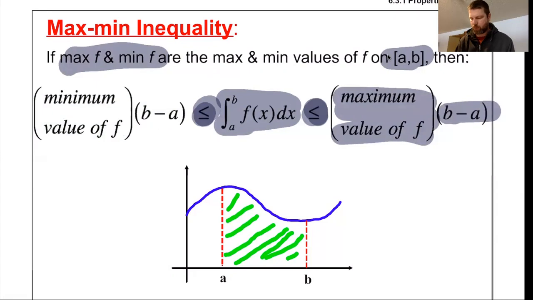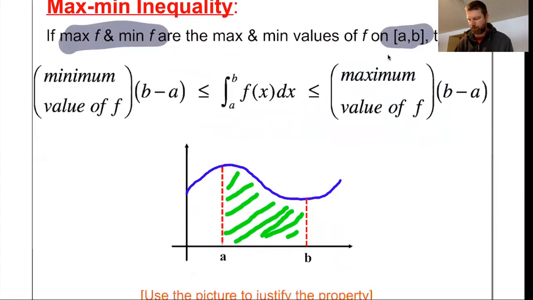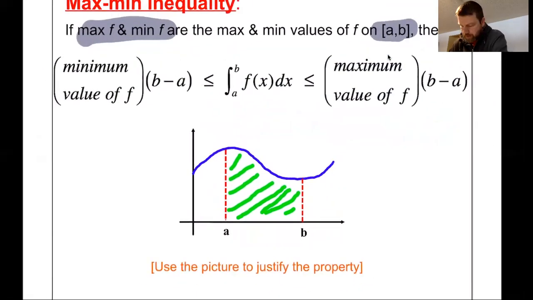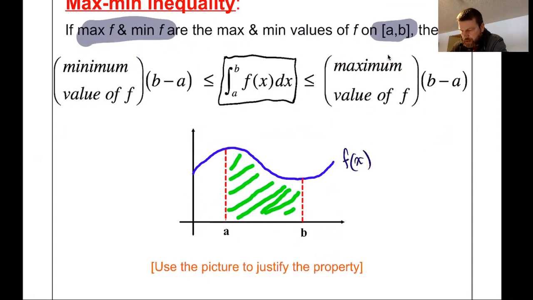So to show why this is true, I've got a little picture here. Where in this picture do I see that? All right, well, that's the integral from a to b of f of x dx. So that would be the area shaded in green there. So this is just that area shaded right there.